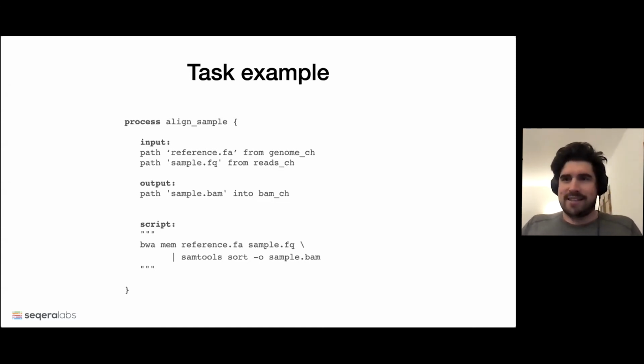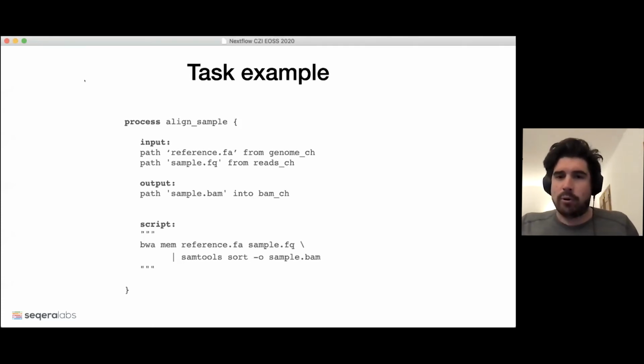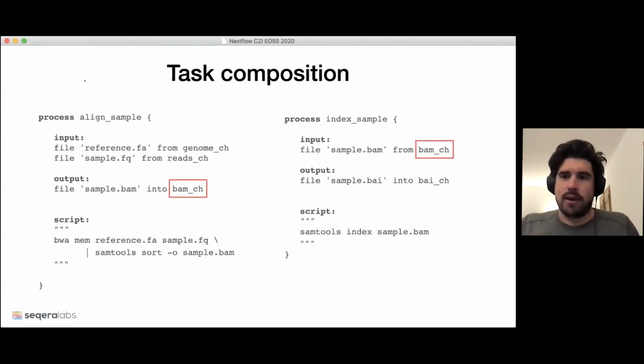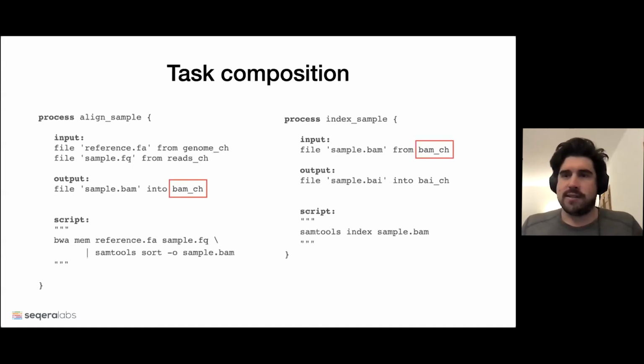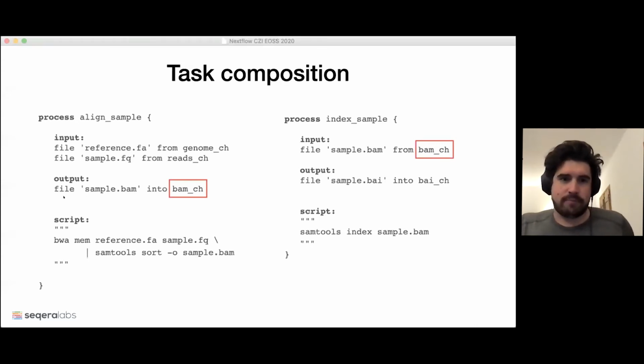I then want to link these things together, and this is where the kind of magic of the data flow comes in. You can see that the output, in this case, the BAM channel, becomes the input of the next process. And this kind of implicit linking of the processes together provides the data flow aspect to it.